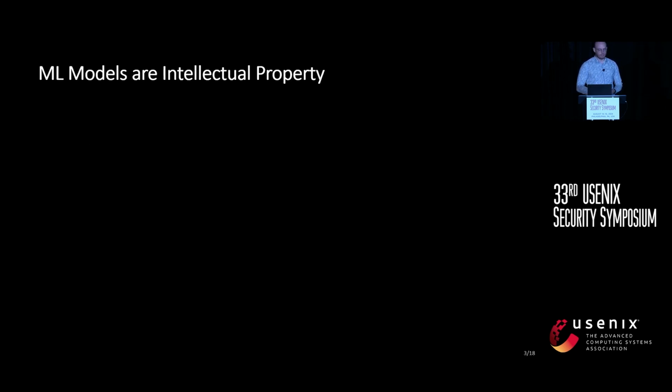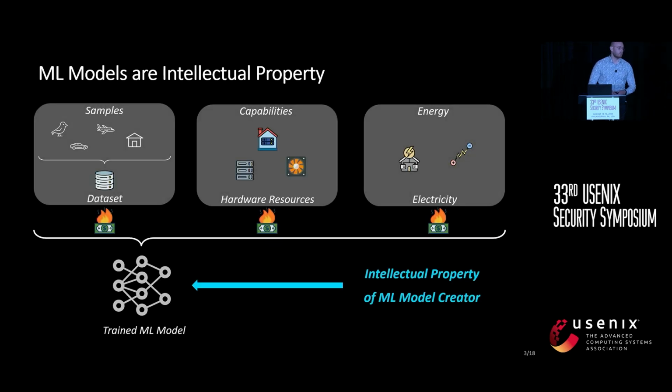So the answer is quite simple. Machine learning models are intellectual property of the model creator. This is due to the costs involved to train a machine learning model. You need to create a data set, you need hardware resources, and of course energy to train the model, and therefore it needs to be protected. We propose ClearStamp, a watermarking method that can protect this intellectual property.